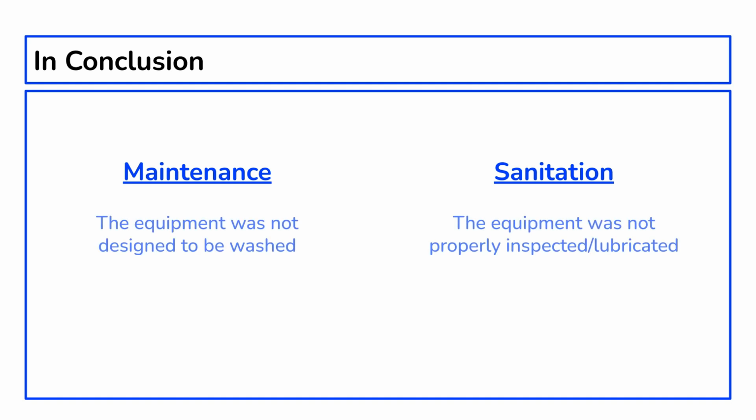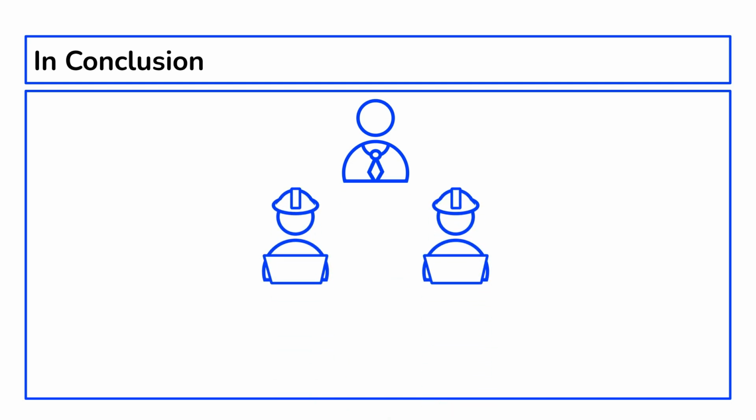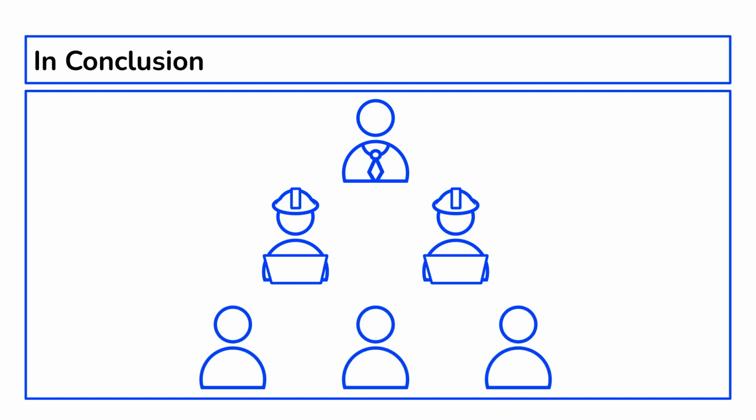A better example of this in a food plant is the difference between maintenance and sanitation's perspective on why equipment breaks. Maintenance may say the equipment was not designed to be washed, while sanitation could reply stating the equipment was not properly inspected or lubricated. In order for this to become an effective process, it has to be driven into the culture by site leadership. Leadership has to understand the importance of CAPA as a system of continuous improvement and needs to acknowledge some aspects of CAPA are going to impact some departments over others.